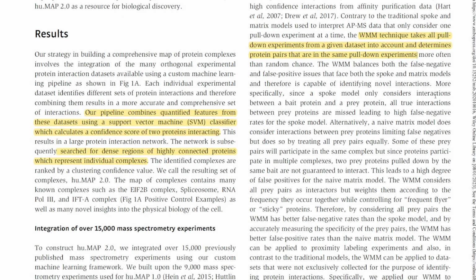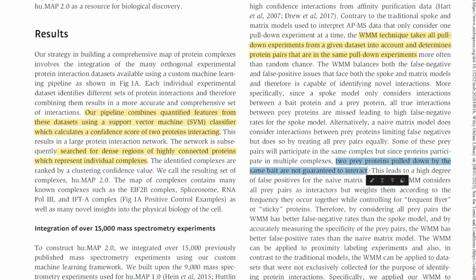More specifically, since a spoke model only considers interactions between a bait protein and a prey protein, all true interactions between prey proteins lead to high false negative rates for the spoke model. Alternatively, a naive matrix model does consider interactions between prey proteins limiting false negatives, but does so by treating all prey pairs equally. Some of these prey pairs will participate in the same complex, but since proteins participate in multiple complexes, two prey proteins pulled down by the same bait are not guaranteed to interact. This leads to a high degree of false positives for the naive matrix model.